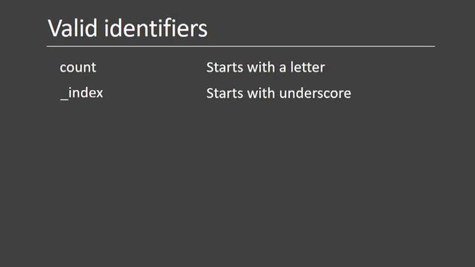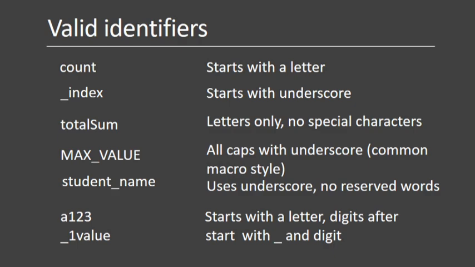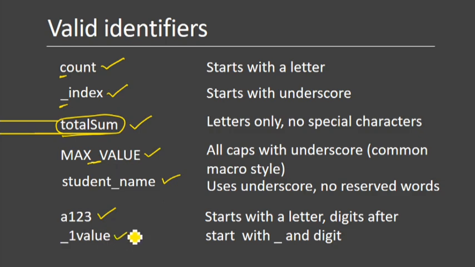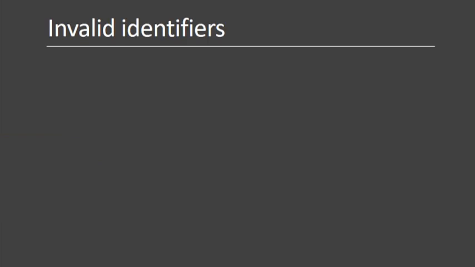Now we are going to see some valid identifiers. Count starts with a letter, hence it is a valid identifier. Starting with the underscore is also a valid identifier. Here also, the whole thing is considered as only one variable, separated by the underscore, so it is also valid. Student name is also valid. A123 is also valid. Like this it is valid. All these variables declared here are valid identifiers.